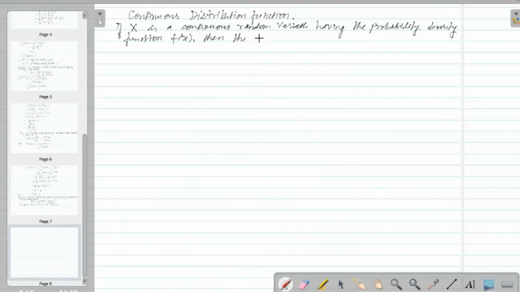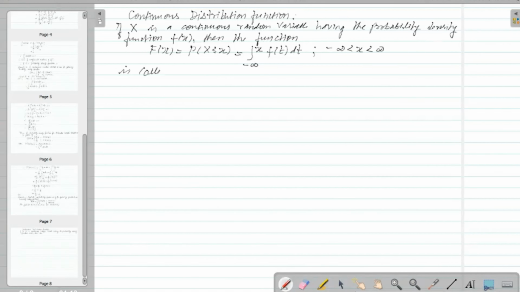The function capital F of x, which is nothing but P of X less than or equal to x, which is nothing but the integration with limit minus infinity to x, equal to the integration with limit minus infinity to x of f of t dt, where x lies between minus infinity and infinity, is called the distribution function.